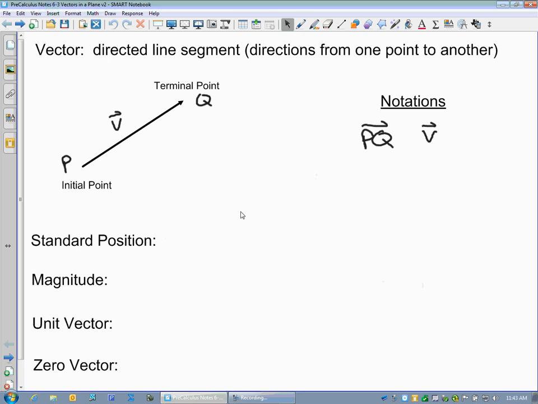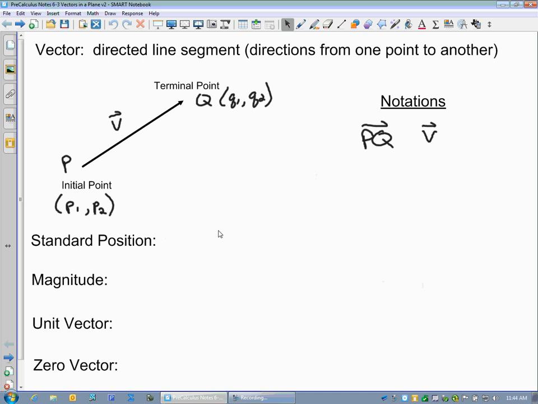Now, when we want to break a vector down into its components, we usually talk about the horizontal component and the vertical component. And to do that, let's take P to be the ordered pair P1, P2. In other words, P1 is the x-coordinate of this point, and P2 is the y-coordinate of this point. Likewise, the coordinates of Q are going to be Q1, Q2.